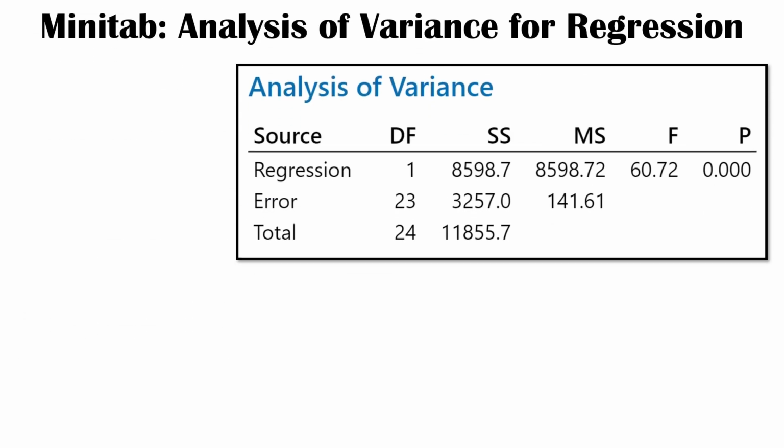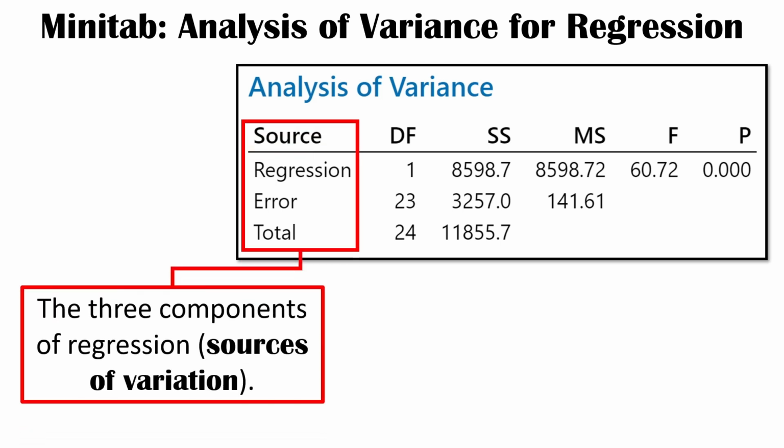We can actually see that when we conduct an analysis in Minitab. One of the things that Minitab will give you is a table called the analysis of variance table. This is an analysis of variance table for regression. How do I know it's for regression? You can see under the word source is the word regression.